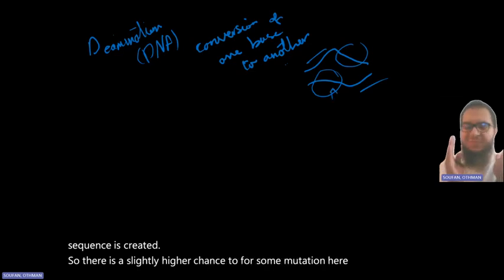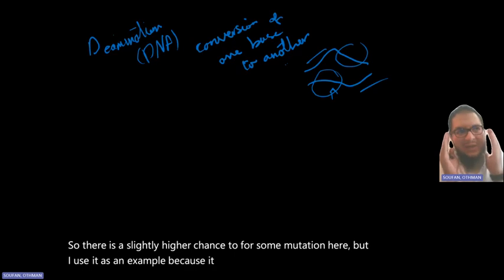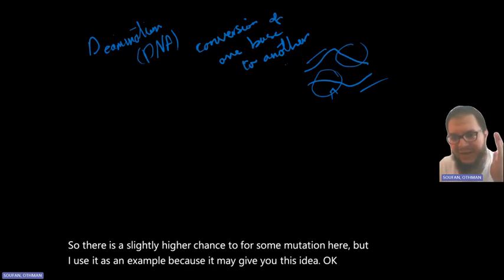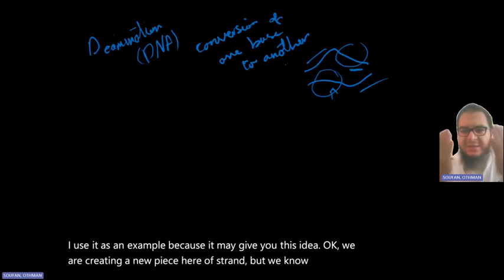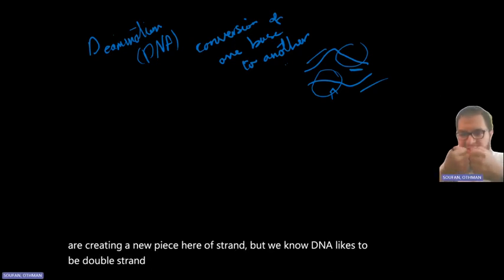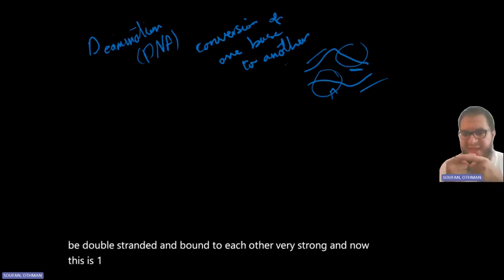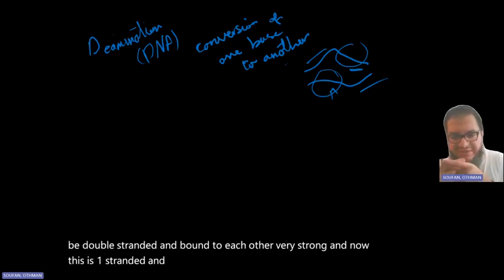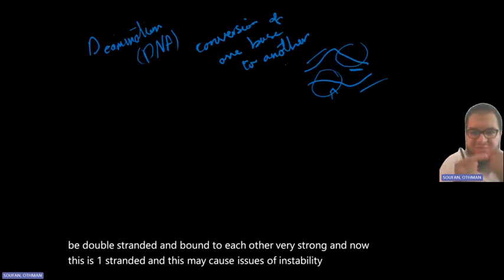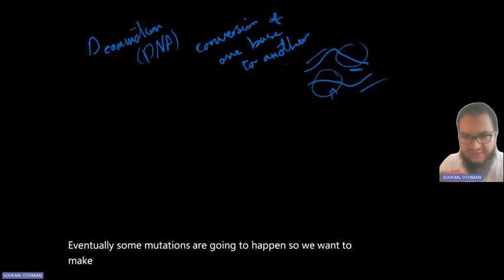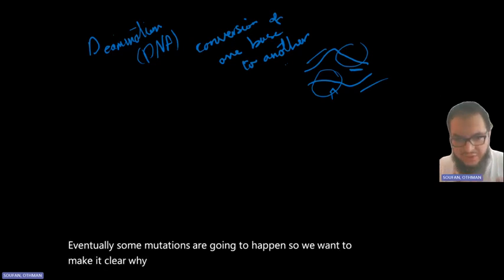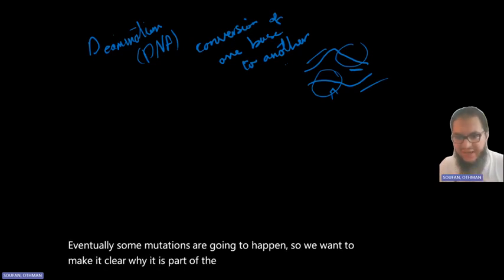But I use it as an example because it may give you this idea: we are creating a new piece of strand here, but we know DNA likes to be double-stranded and bound to each other very strongly. And now this is single-stranded, and this may cause issues of instability. Eventually, some mutations are going to happen. So I want to make it clear why it is part of the process that some deamination happens.